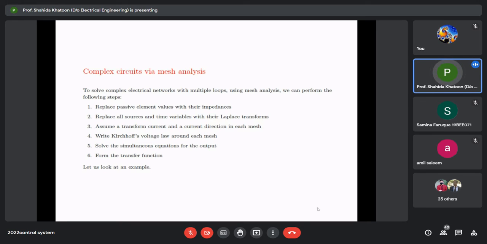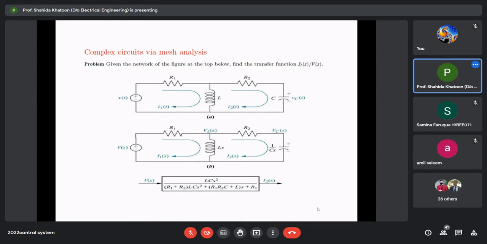Assume a transform current and a current direction in each mesh, right? Then write Kirchhoff's voltage laws around each mesh. Then solve the simultaneous equations for the output and form the transfer function. Okay, so let us take a numerical problem.